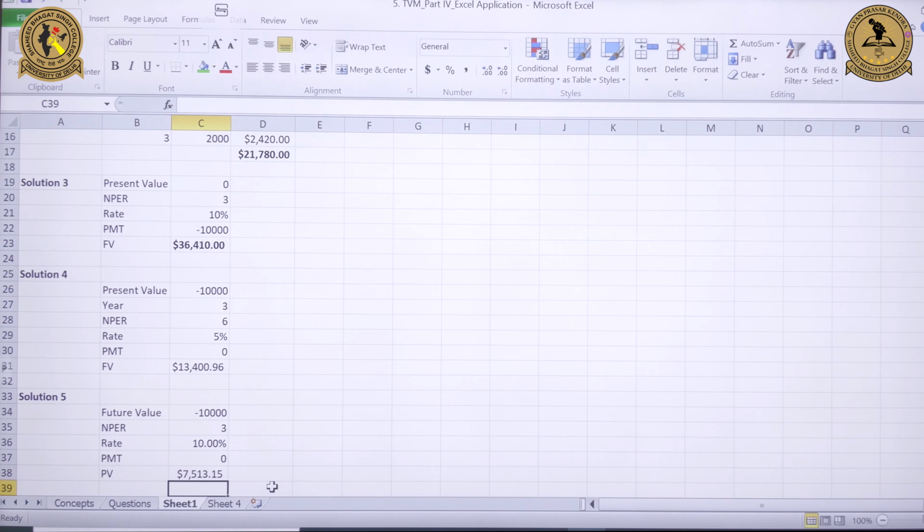The amount comes out to be 7,513 rupees 15 paisa. So in order to get rupees 10,000 at the end of 3 years where the discount rate is 10%, you need to invest 7,513 rupees 15 paisa as of now.